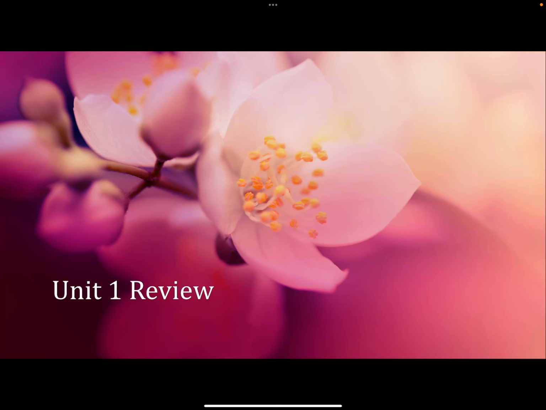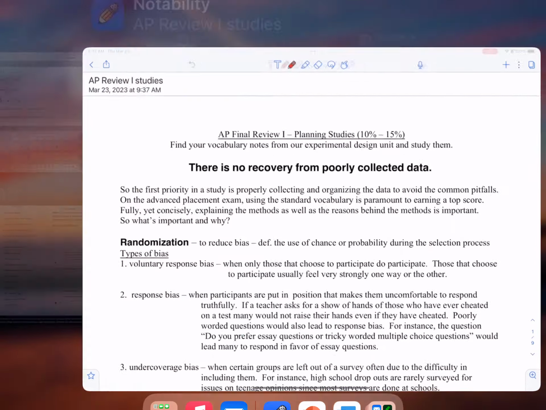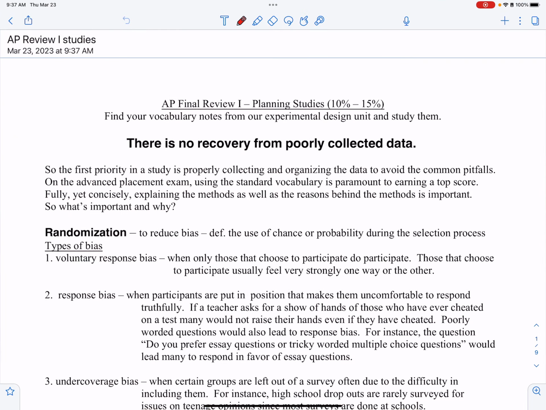Review. Over the next few minutes, I'm going to go over some of the vocabulary and some of the thought process behind Unit 1. The Unit 1 packet can be found on Canvas. You can download it if you do not have a copy, or you can print it.